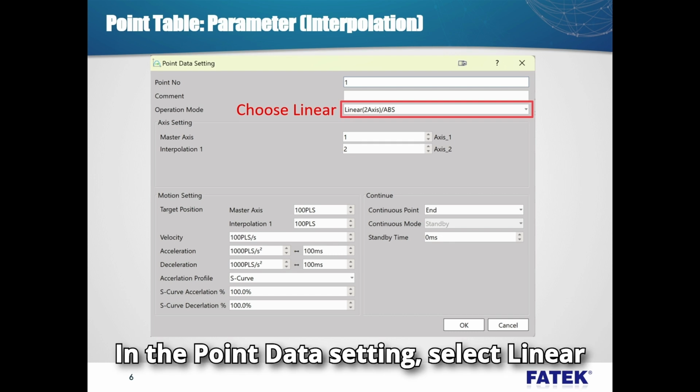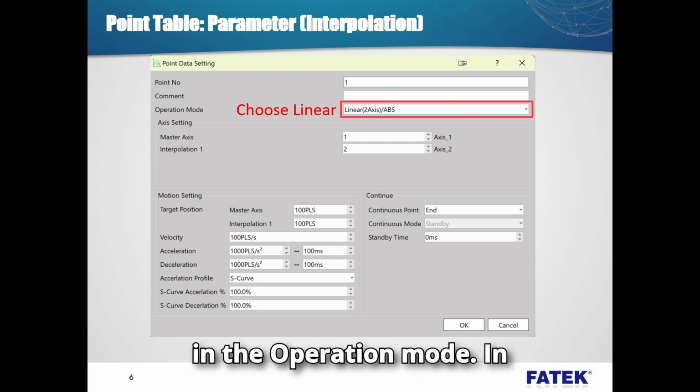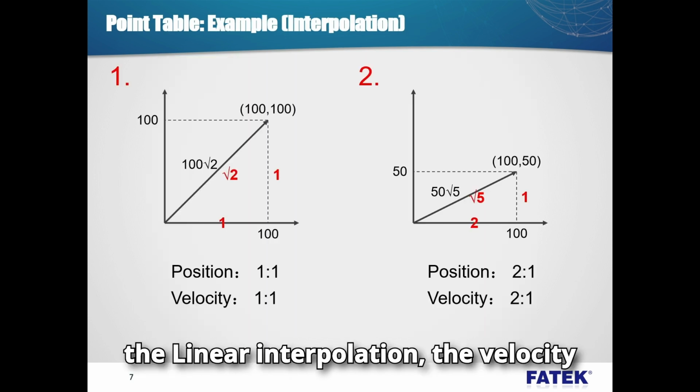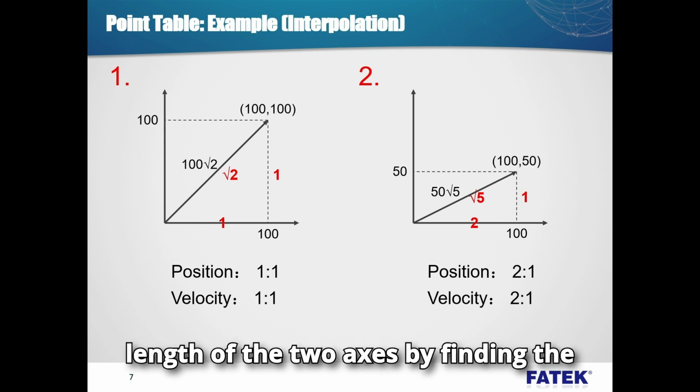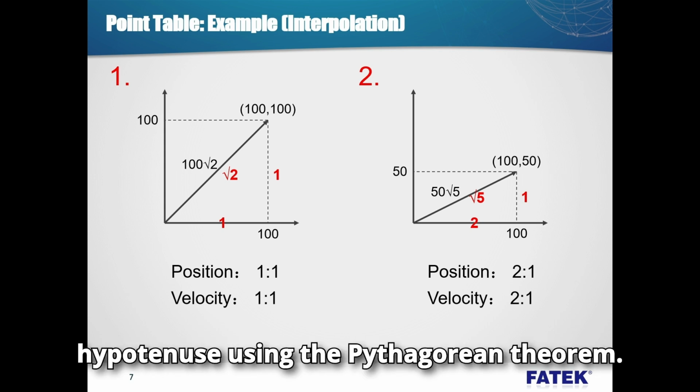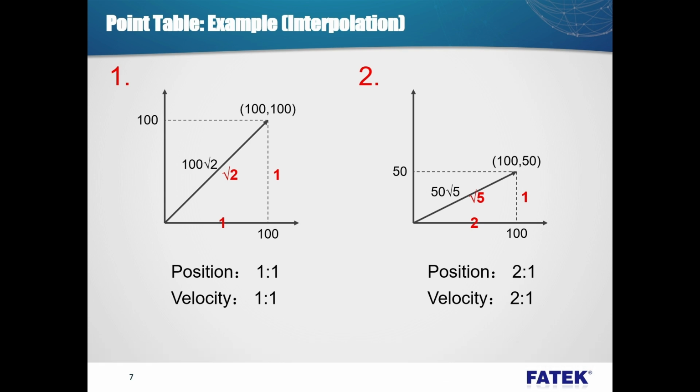In the point data setting, select Linear in the operation mode. In linear interpolation, the velocity should be calculated based on the path length of the two axes by finding the hypotenuse using the Pythagorean theorem.